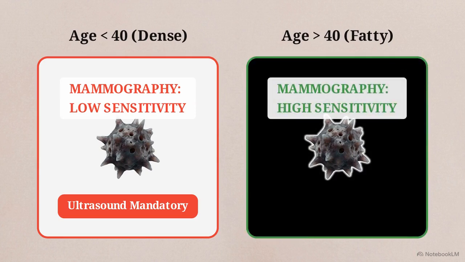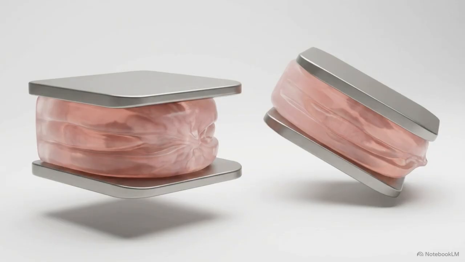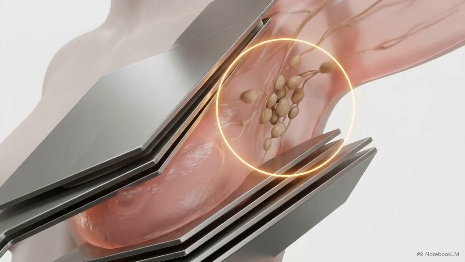This dark background allows a white tumor to stand out clearly, making mammography highly sensitive. A standard mammography requires 2 angles, the craniocaudal, or CC view, from top to bottom, and the mediolateral oblique, or MLO view. The MLO view is critical because it is the only angle that fully visualizes the axilla.